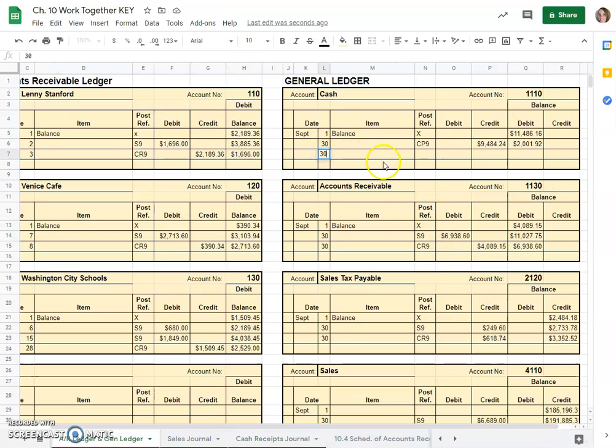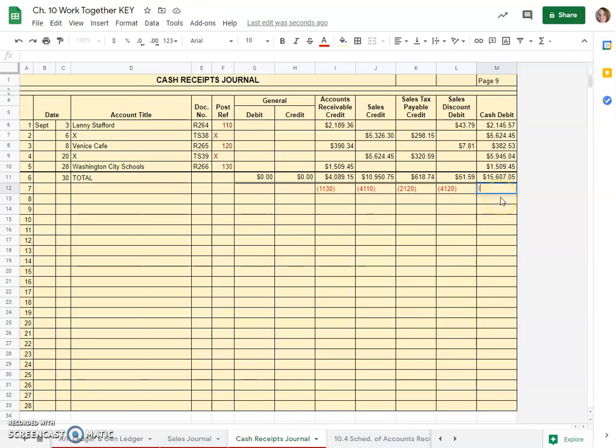Cash, 30th. Cash receipts 9. And this is a cash debit of 15,607. We had 05. It really was supposed to be 04. So we'll make that change there. It equals the previous debit balance plus this debit, 1110, and we'll come back here. 1110 is our account number. Okay, we have done that.